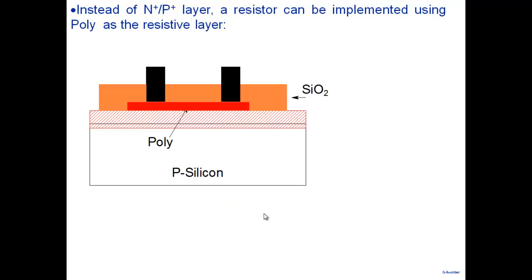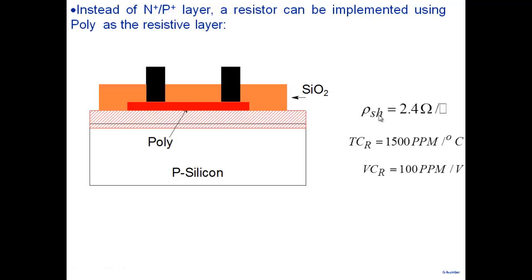So we just talked about N plus and P plus. I could also use a poly. Note that polysilicon is also doped. So I can make two contacts on the poly and use that as a resistor. And a poly will have its own values, sheet resistance, temperature coefficient, voltage coefficient, and you can evaluate how good that particular layer is for making a resistor here.